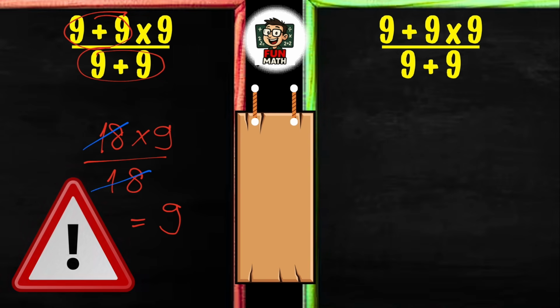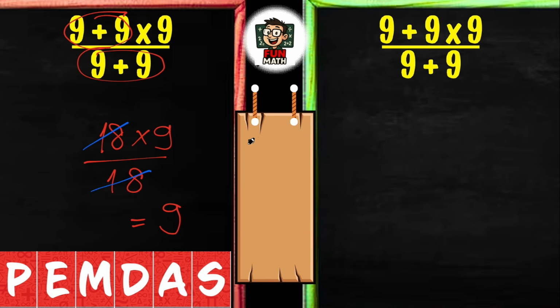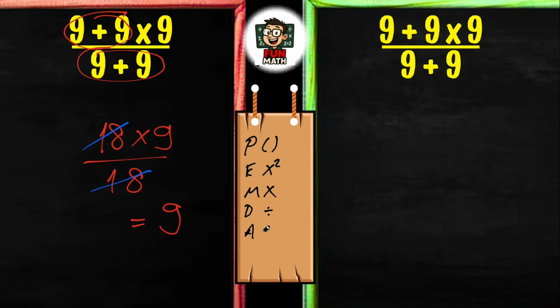the order of operations. We code the order of operations as PEMDAS. P stands for parentheses or brackets. A stands for exponents or powers. M stands for multiplication. D stands for division. A stands for addition. S stands for subtraction.